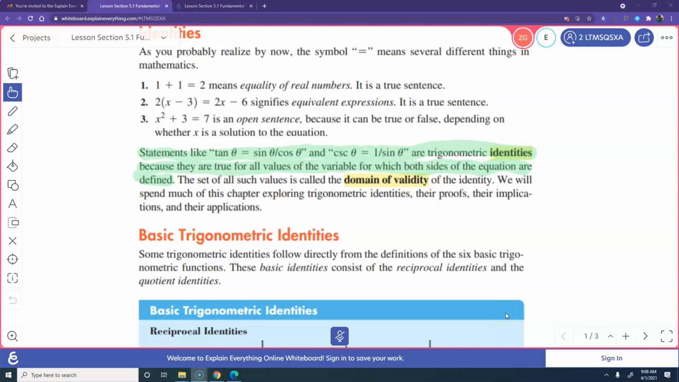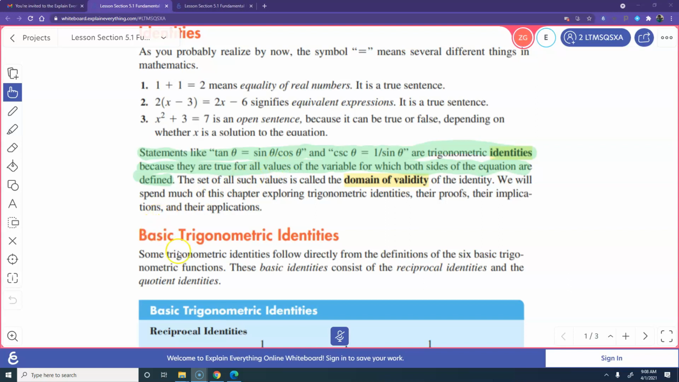Today's lesson has to do with trig identities. Statements like tangent theta is equal to sine theta over cosine theta, and cosecant theta is equal to 1 over sine theta are trig identities because they are true for all values of the variable for both sides of the equation. So we're going to be working with these type of statements.